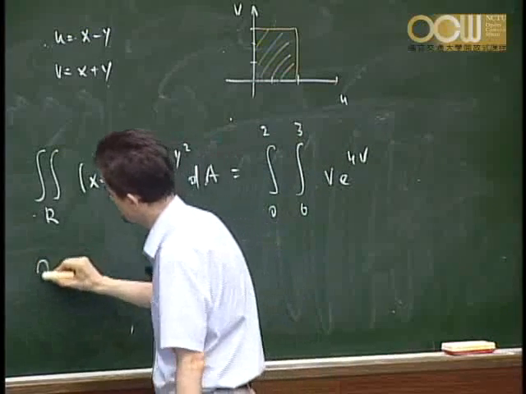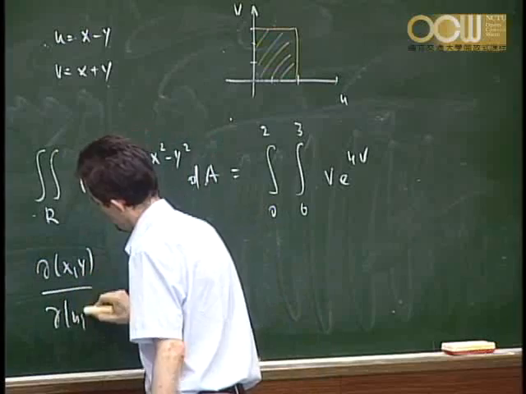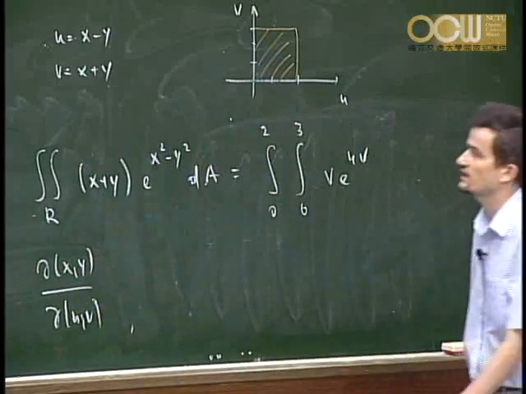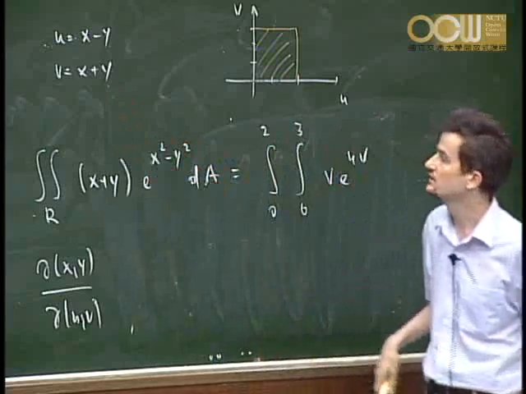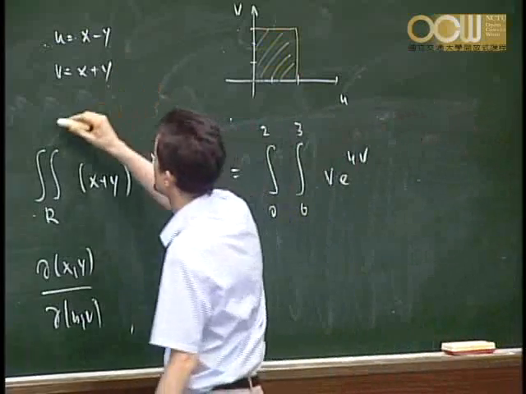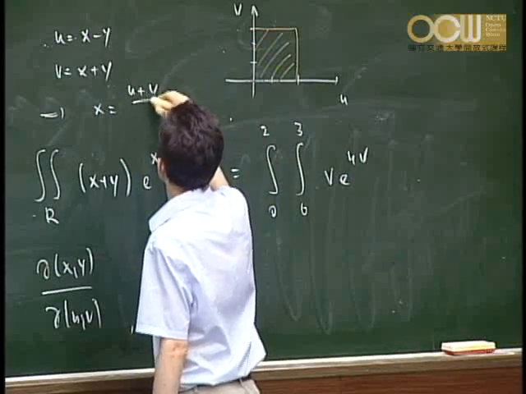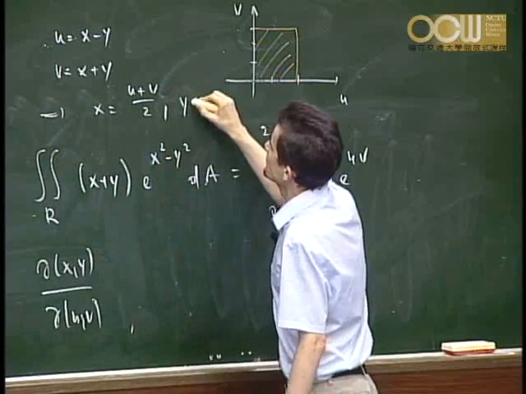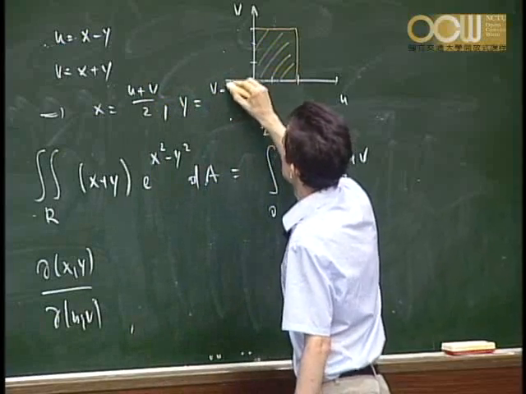For the Jacobian, we first have to express x in terms of u and v, and y in terms of u and v. Of course, for this example, it's easy. So x will be equal to u plus v over 2, and y will be equal to v minus u over 2.